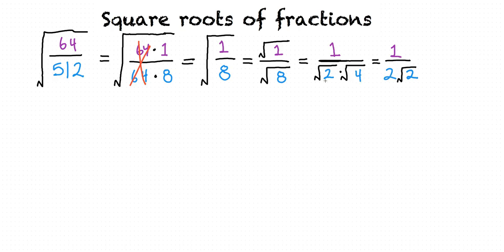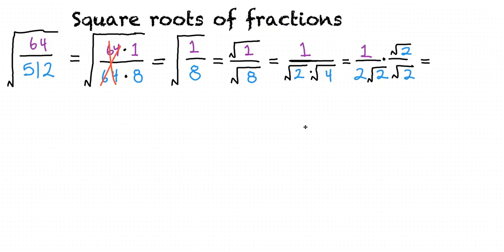The square root of 4 becomes the 2, and the square root of 2 stays the square root of 2. And finally, if we want to get rid of this square root in the denominator, we can multiply both the numerator and the denominator by the square root of 2. And when we do this, our final answer is the square root of 2 over 4. This 4 comes from 2 times square root of 2 times square root of 2. This square root of 2 times this square root of 2 equals 2, and so 2 times 2 equals 4. So that was our answer when we first simplified our fraction and then took the square root.